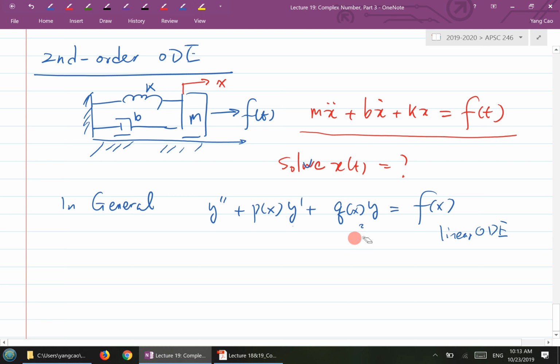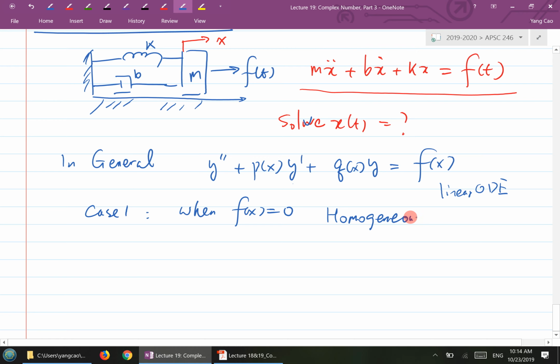So for this general one, there are two cases. Case number one is when your f of x equals 0. So no input to the system, and we call this the homogeneous case. You will only have the p of x and q of x here, and the system will mostly be driven by initial conditions. If you don't have any initial condition, the system will stay still in this case.